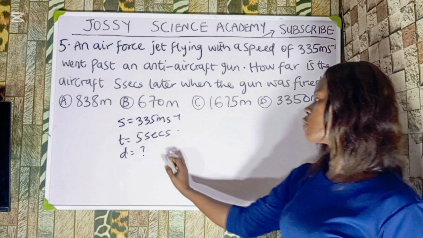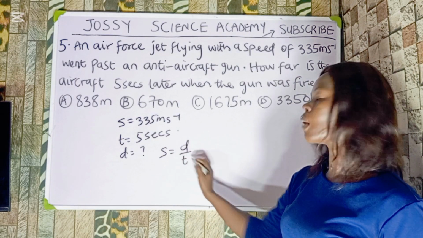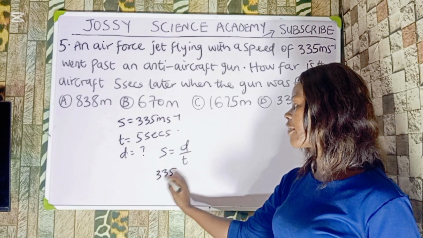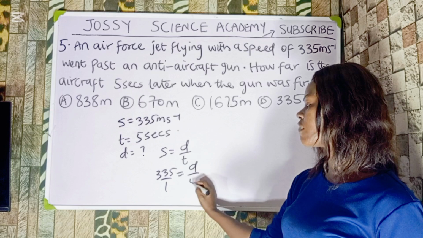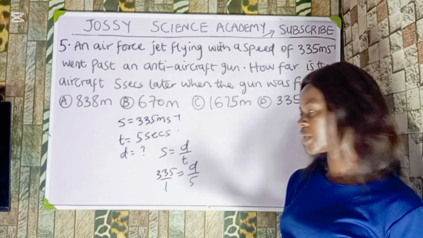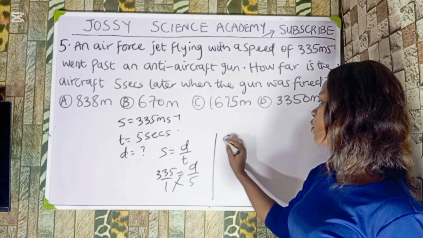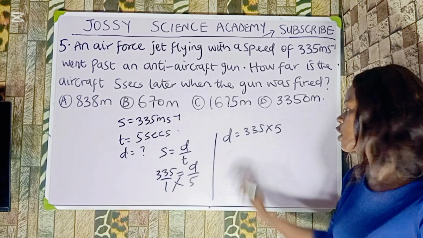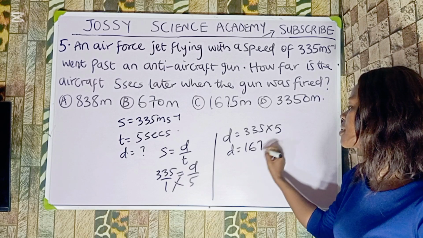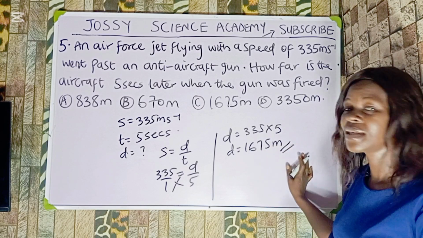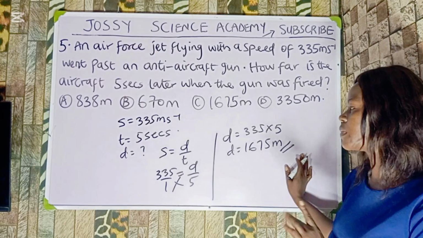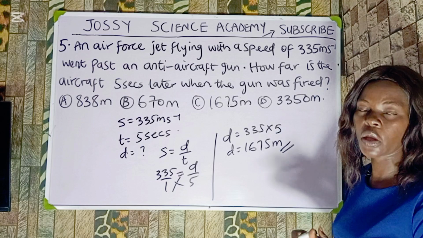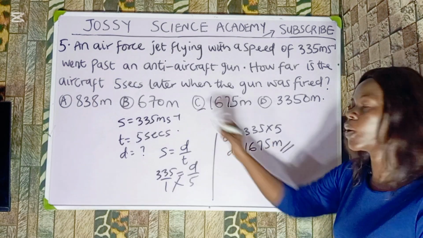Okay, now from this question we should know that speed is equal to distance over what? Time. If speed is distance over time, I'm going to have 335 over 1 is equal to distance over what? 5. Simply by cross multiplying, therefore the distance is 335 multiplied by 5. Now when you multiply, it's going to give you 1675 meters, right? This question is quite simple. You just multiply it by 5 to get 1675 meters. And the correct option for what you have gotten so far is option C.